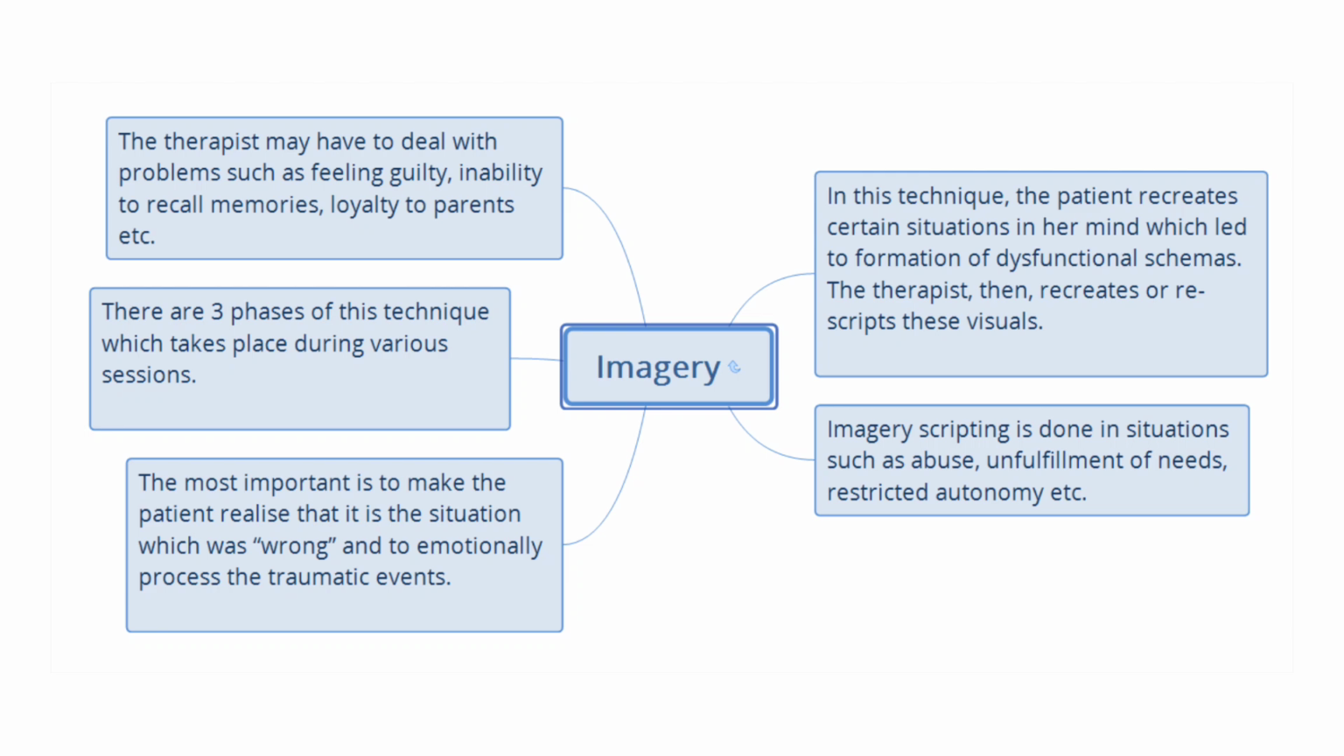Now, obviously, the therapist cannot go back in the past and change what happened or how it made the patient feel. What the therapist can do is create the exact visual in the patient's mind and then alter it or rescript it. Rescripting means changing or altering the imagery. It is done later, when either the patient or the therapist feels that some aspect of the situation must be changed. It can be done only after a safe therapeutic relationship has been formed between the patient and the therapist.